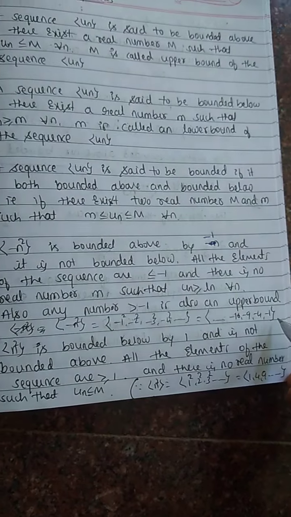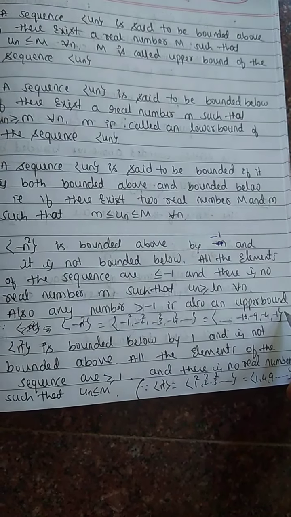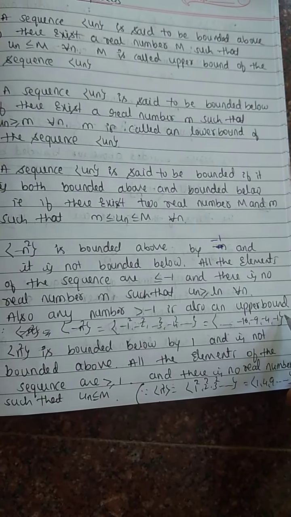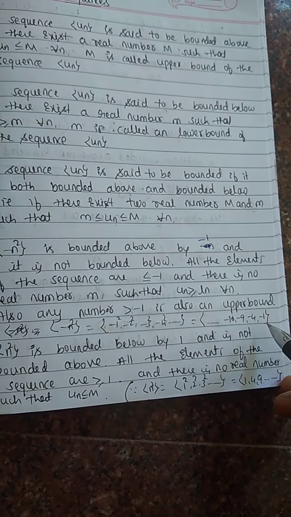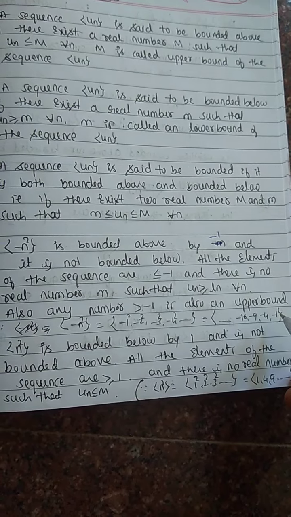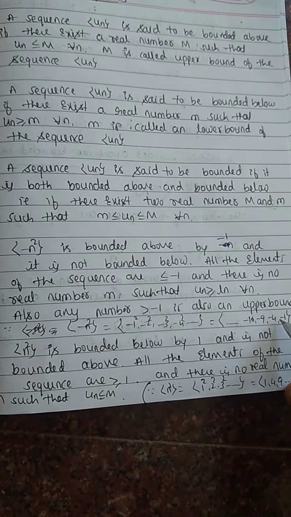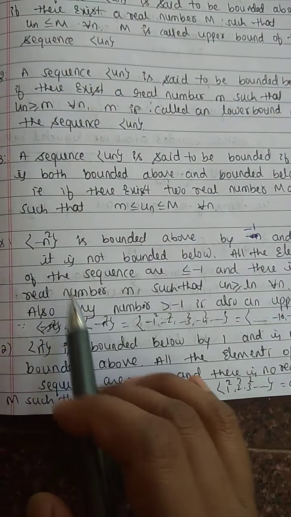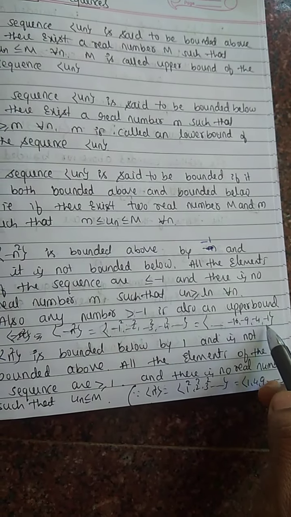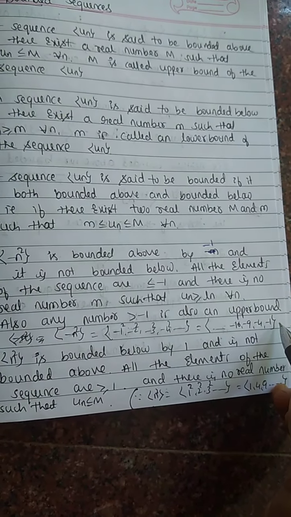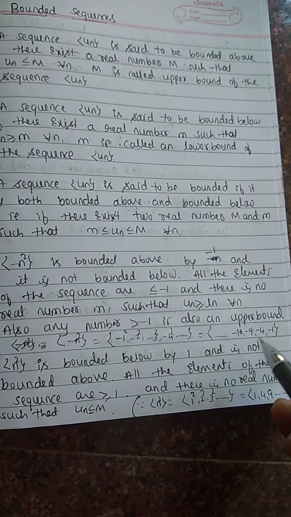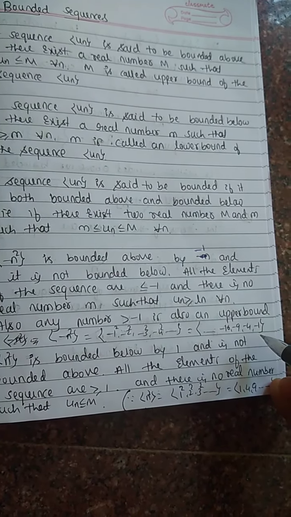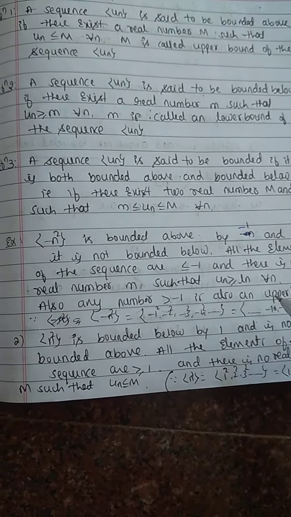So minus 1 is called an upper bound. This is the least upper bound. Any number greater than minus 1 is also an upper bound. Understand? Here we first write the sequence, and this is the largest number among these elements, so this is the least upper bound, because the numbers greater than minus 1 are also upper bounds.